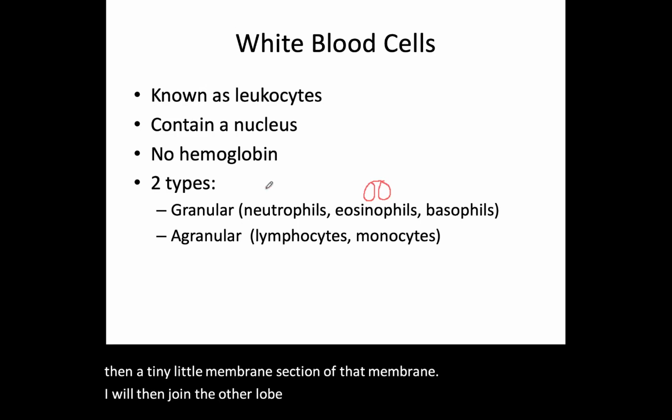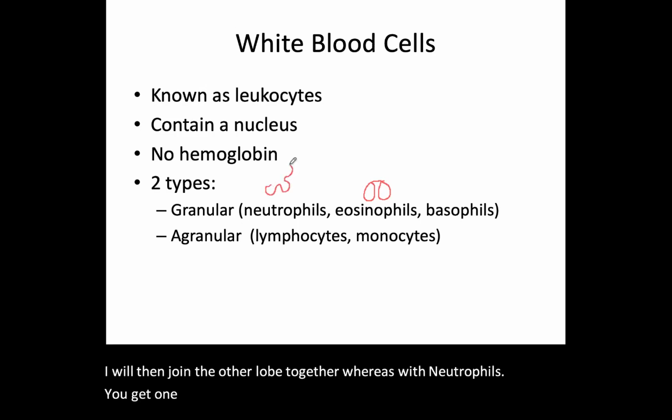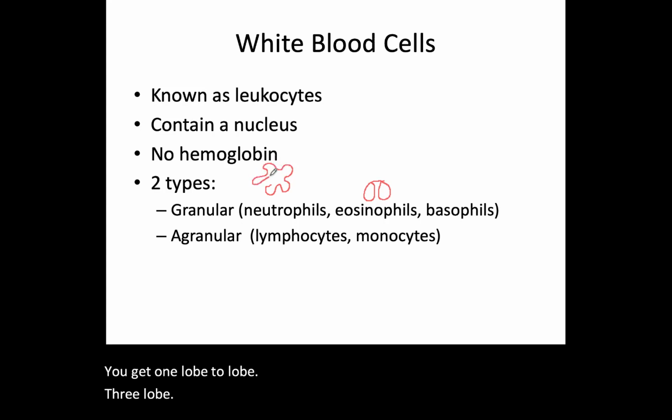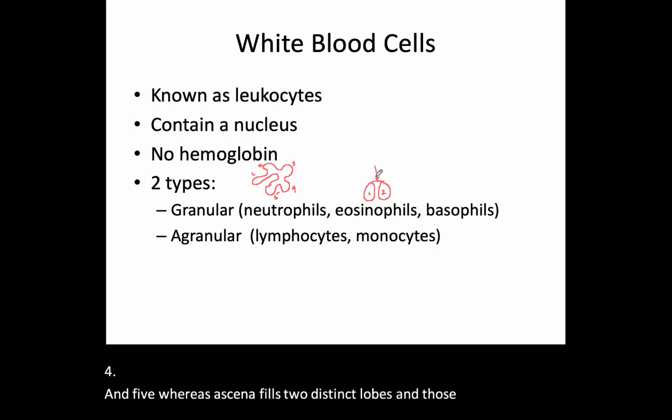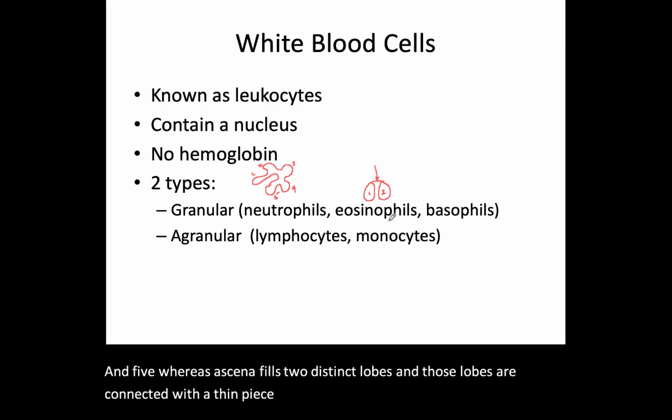Whereas with neutrophils, you get 1 lobe, 2 lobe, 3 lobe, 3 to 5 lobes. One, two, 3, 4, and 5. All right. Whereas eosinophils, 2 distinct lobes, and those lobes are connected with a thin piece of nuclear membrane. All right.